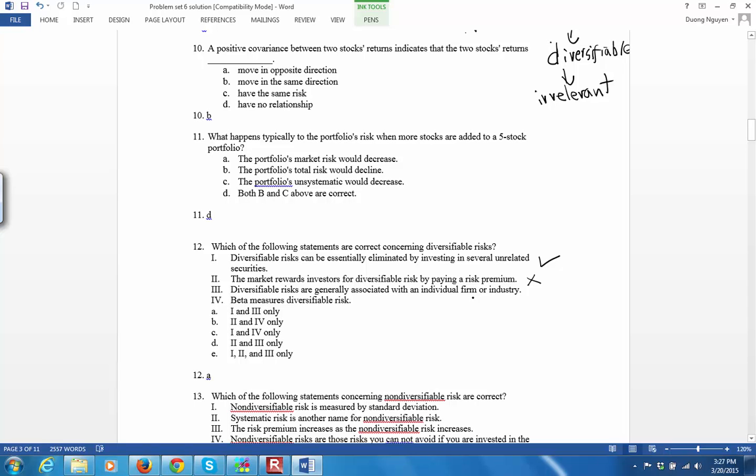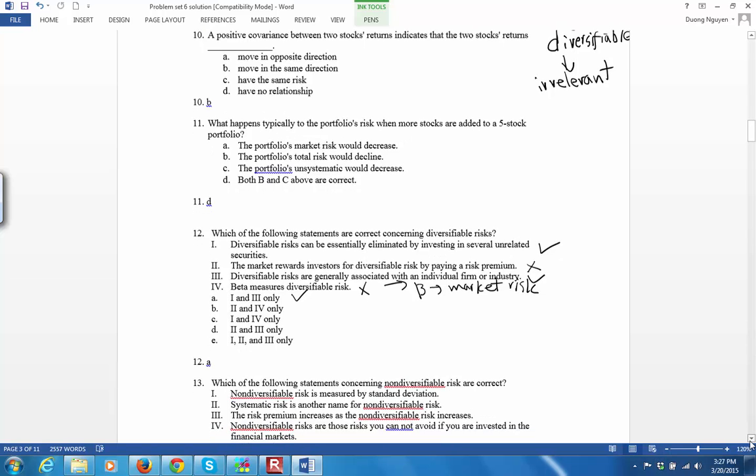Diversifiable risk is related to the firm or industry, which is correct. Beta measures diversifiable risk? No. Beta is a measure of market risk. Market risk is measured by beta. So obviously number 1 and 3 are correct, so it is A.